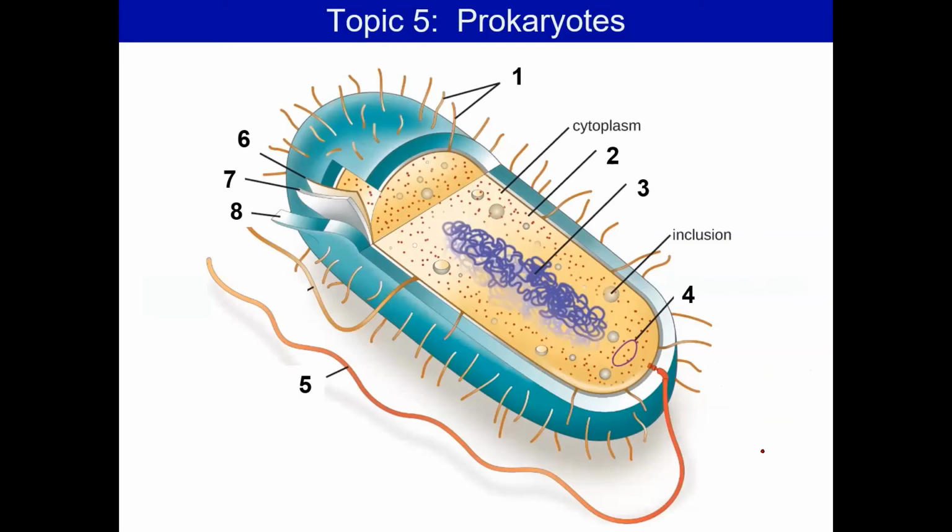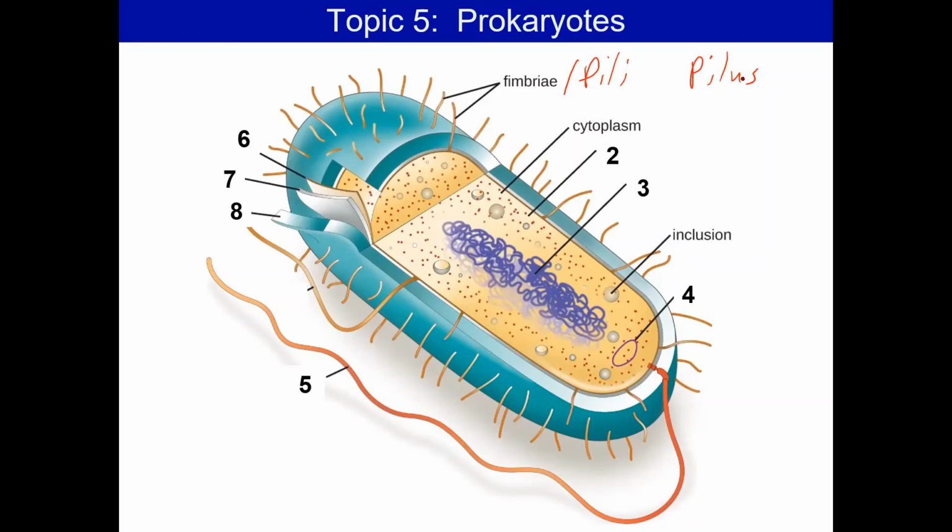So number one are these finger-like things. Those are made out of proteins, and those are fimbriae. And remember, the other word is pili. Pili is many, pilus is one. So those are used for attachment. Remember, we also had the sex pilus, which is involved in conjugation.